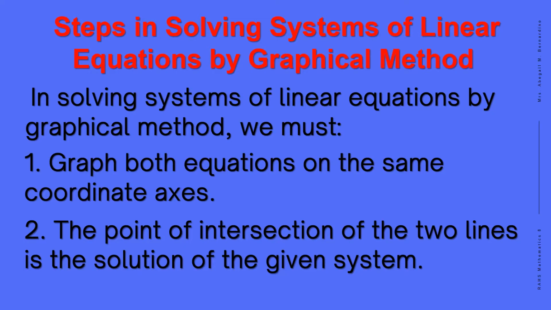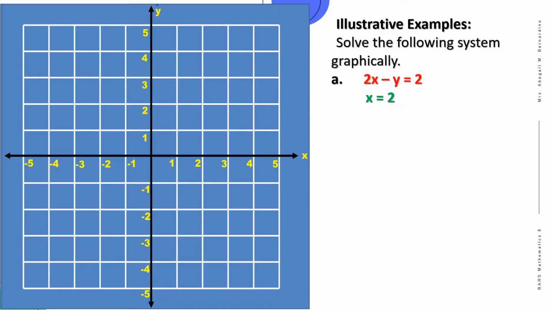Here are the steps in solving a system of linear equations by graphical method. First, we must graph both equations on the same coordinate axis. Second, the point of intersection of the two lines is the solution of the given system. Now let's solve the following illustrative examples. Solve the following systems graphically. We have 2x minus y equals 2 and x equals 2.